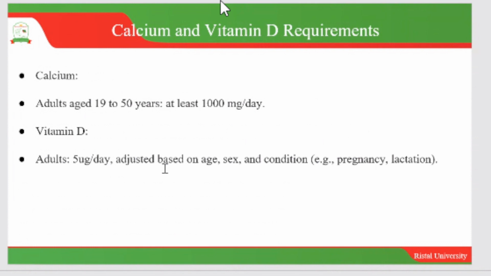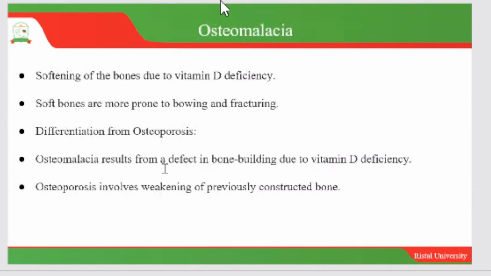And then for the vitamin D, we are looking at 5 micrograms per day, based on age, sex, and also the condition, if it is pregnancy or lactation.